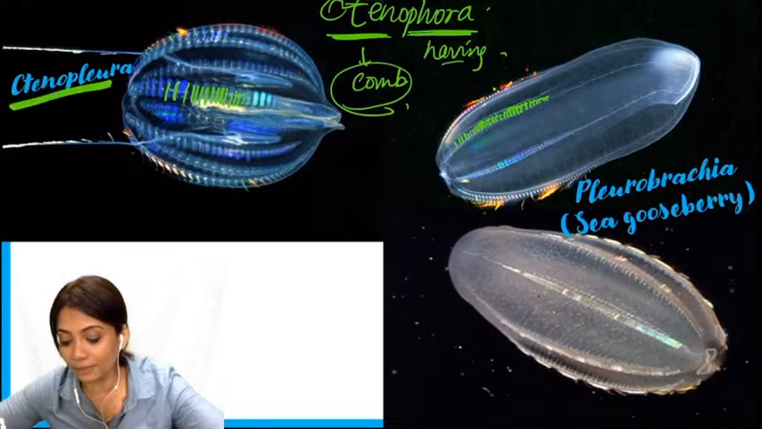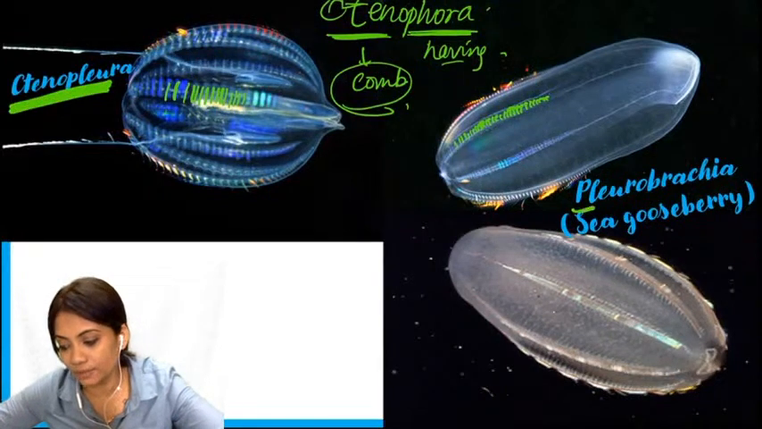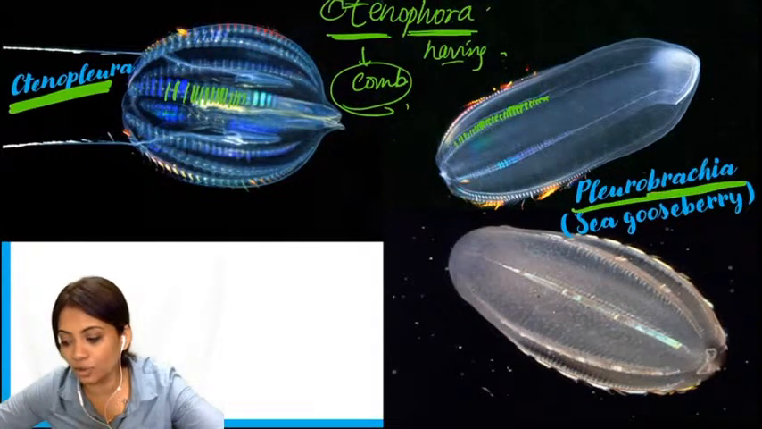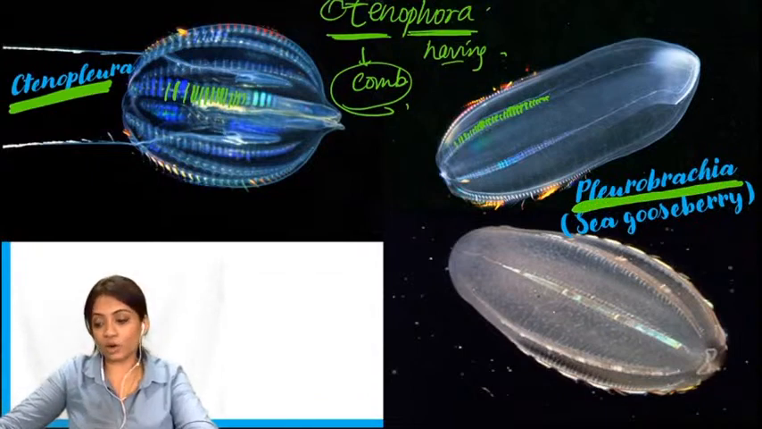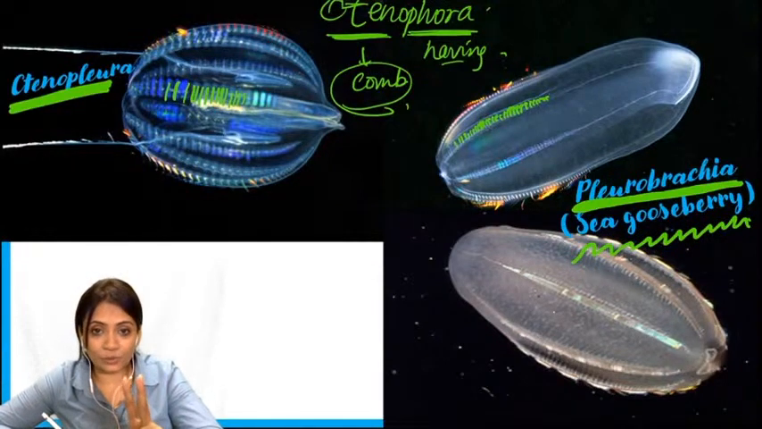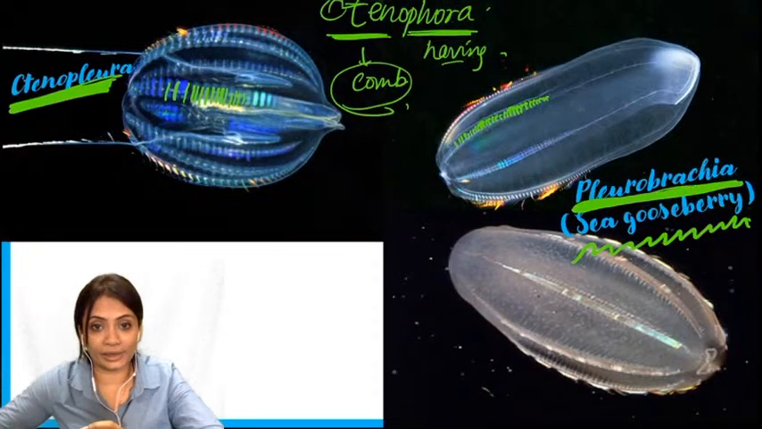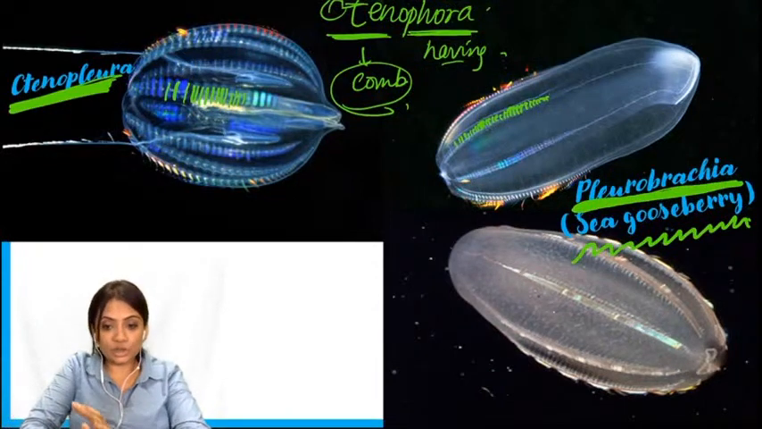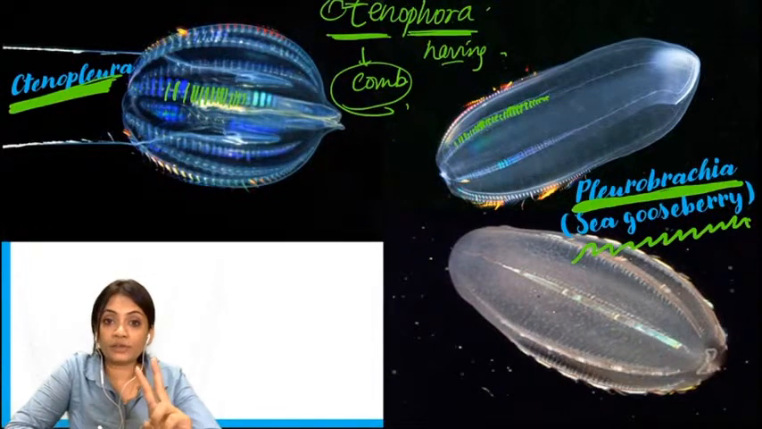Look at the first example here, it's called Ctenopleura, and the second example here is called Pleurobrachia. Ctenopleura and Pleurobrachia. Pleurobrachia may also be called the sea gooseberry. So these are the two examples that we have studied in the phylum Ctenophora, one is Ctenopleura and the second one is Pleurobrachia. Alright. So, children, we have completed today with the phylum Cnidaria and the phylum Ctenophora.